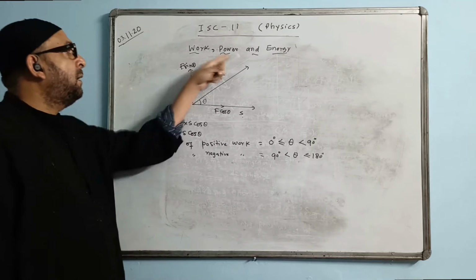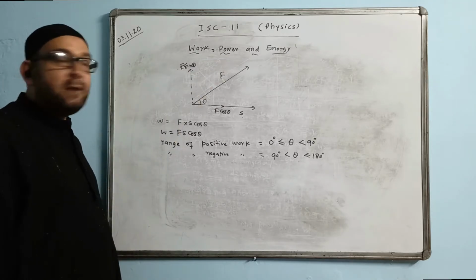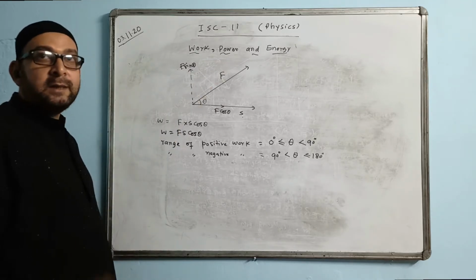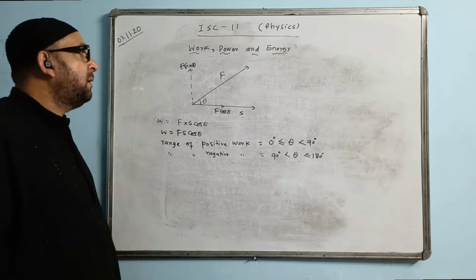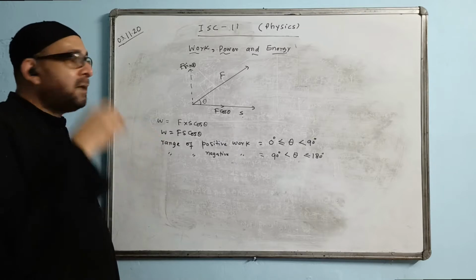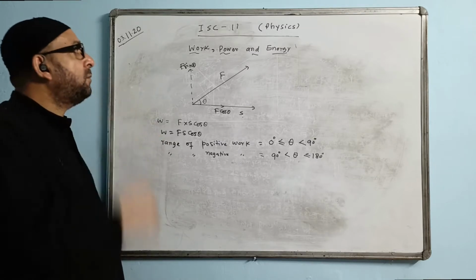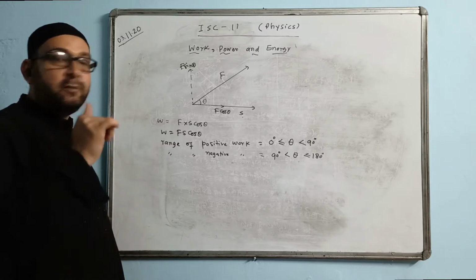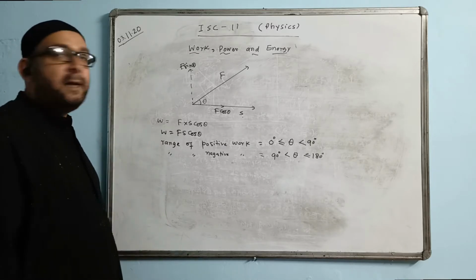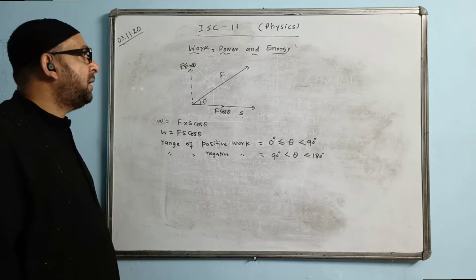What is power? Power is work by time. The SI unit of power is watt or joule per second. The CGS unit is erg per second. Power formula is work by time, and there is another formula: power is equal to force into velocity, F into V. That you have done in class 10.